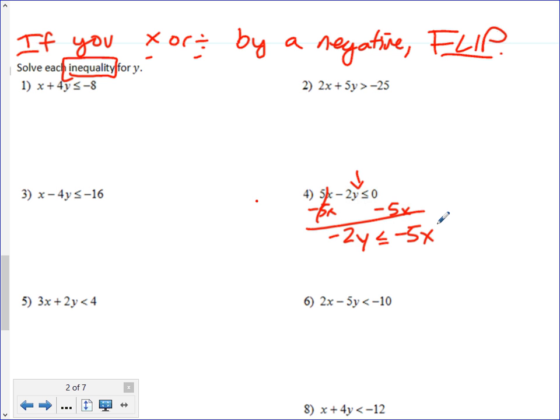So this goes down. Am I done? Don't you gotta flip the sign now? Divide by negative 2. Ah, ding, ding, ding, ding, ding. Your alarm should go off. Change it. Oh, okay, this is the same. What's negative 5 over negative 2? Positive 5 over 2.